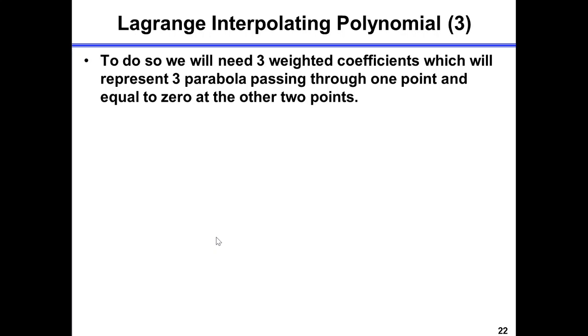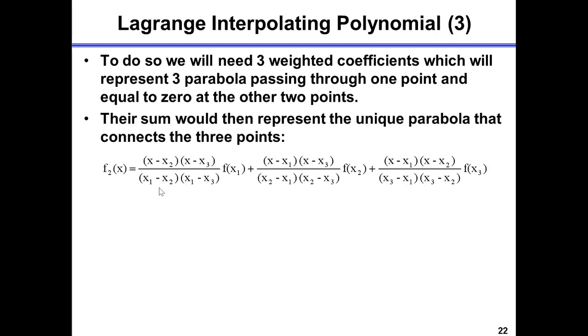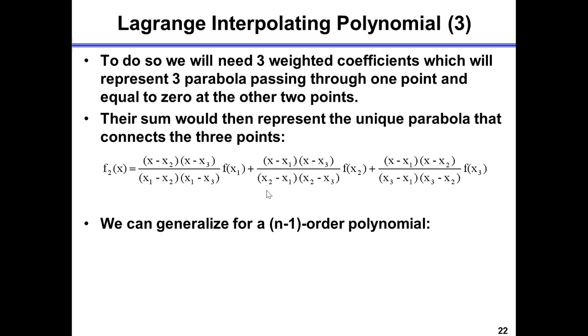If we want to go to second order, we will need three weighted coefficients, each representing a parabola passing through one point and equal to 0 at the other 2 points. So what's going to happen is I have the first weighting coefficient, second one, and third one, because I have 3 points. I'm talking about a second order polynomial to fit on those 3 points. So these are the equations that we would have for the weighted average of those ones.